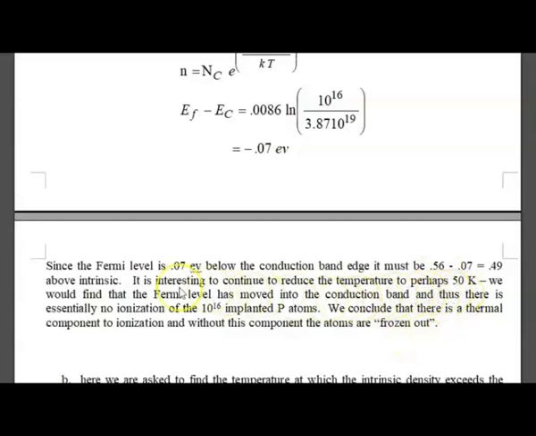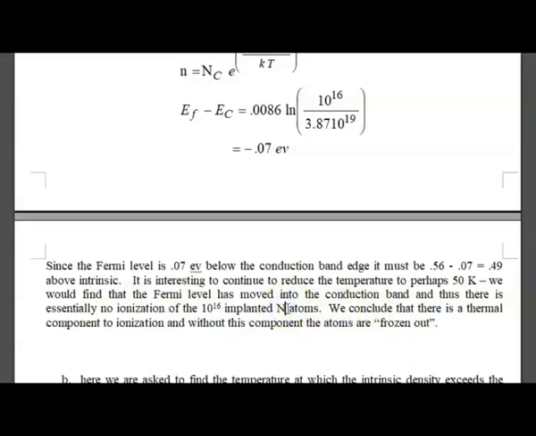So it's interesting to continue this. We're not going to do that because this really gets into some strange stuff. But if we go to 50 Kelvin, which is actually just a little bit less than liquid nitrogen, we would find that the Fermi level has moved up well into the conduction band, and there is essentially no ionization of the implanted P atoms. That should be N atoms. Strike that. Okay. In fact, let me do that right now.